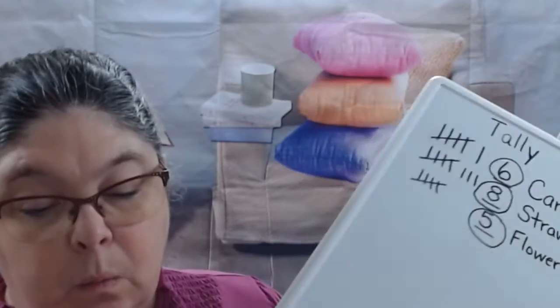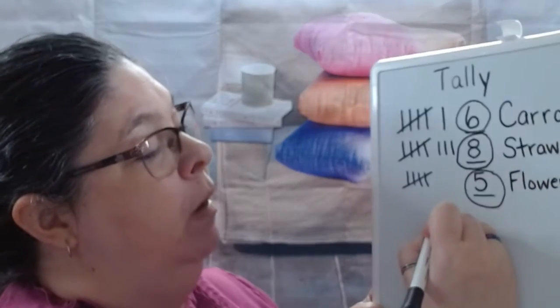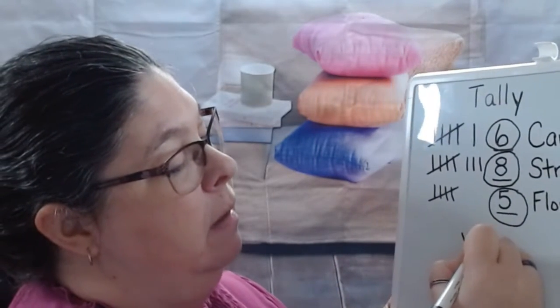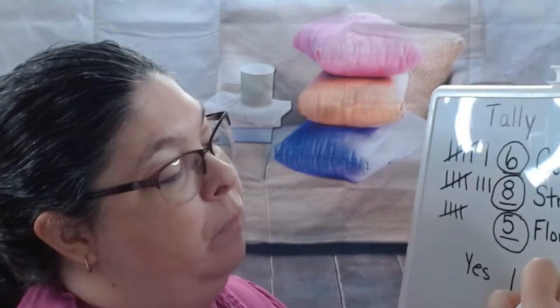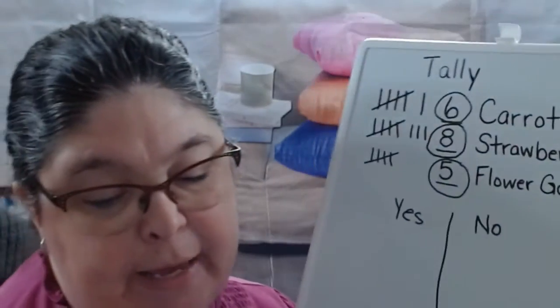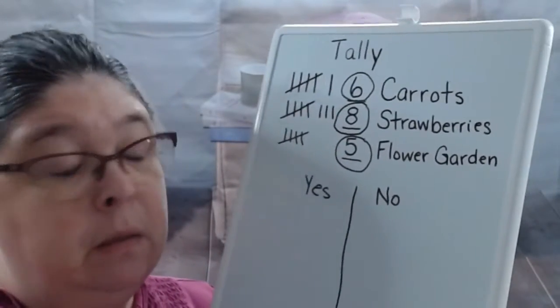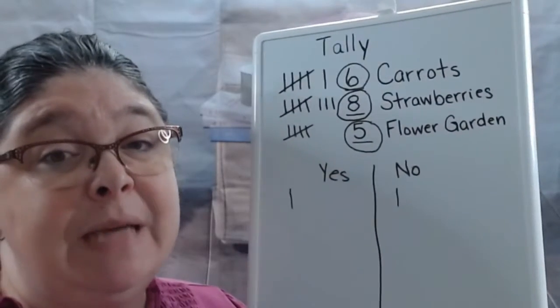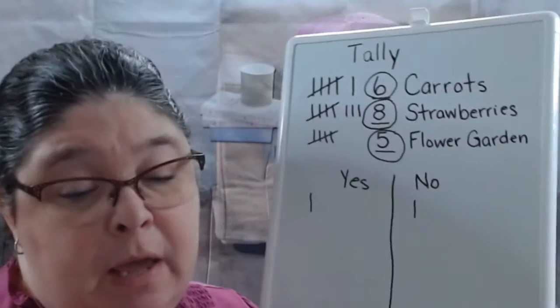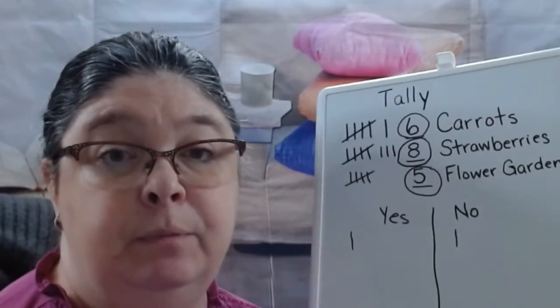Now, when you're starting off, you want to ask a question that is a yes or no answer. So we're going to write here yes, and we're going to draw a line, and we're going to say no. So if you're just starting out with tallies, this is a good way. So you could say, do you want to grow carrots? And then each time a person votes a yes or no, you put a tally mark. Okay? And that's all you have to do for the beginning.